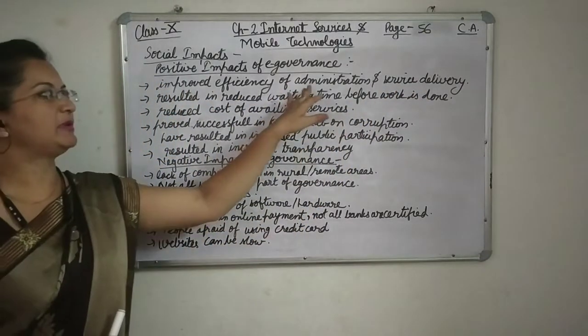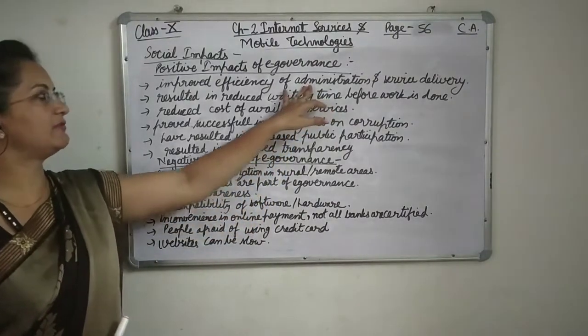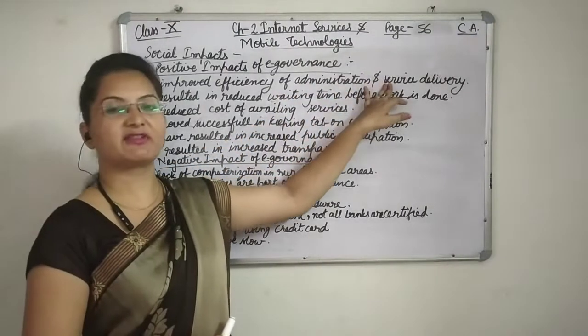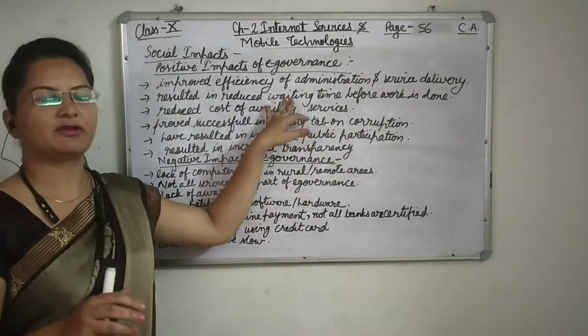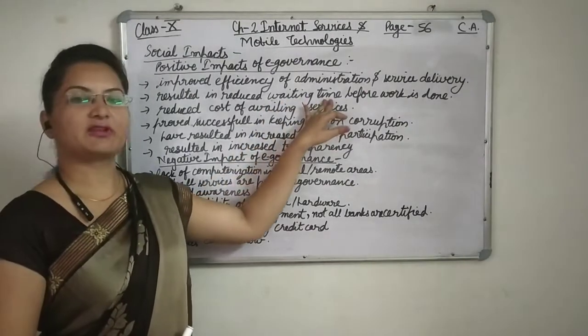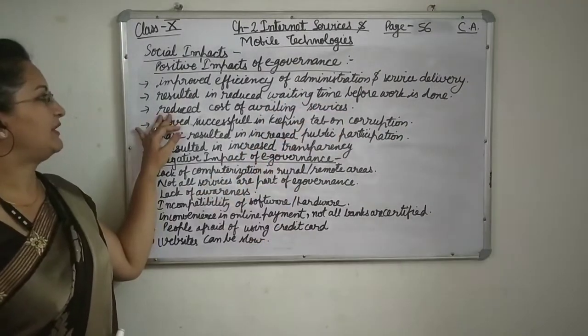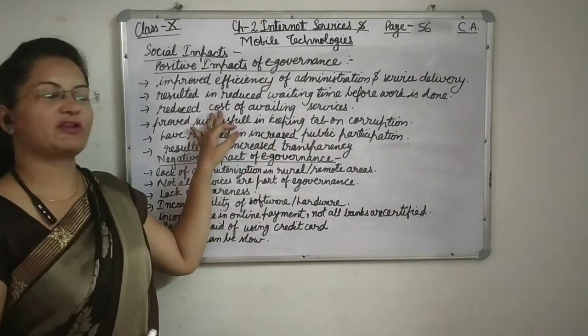Okay, the people working in the government offices are also feeling comfortable working with e-governance, and the service delivery is also fast. This has resulted in reduced waiting time. So now common men don't have to wait for a long time outside the office. Waiting time is reduced. Then there is reduced cost of availing the service. The cost has also been reduced.